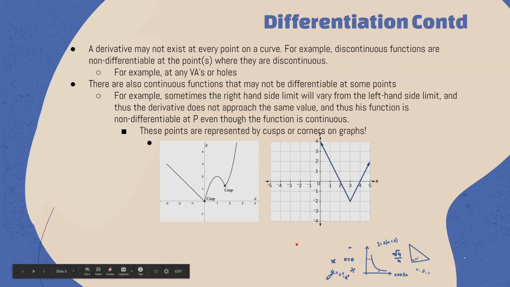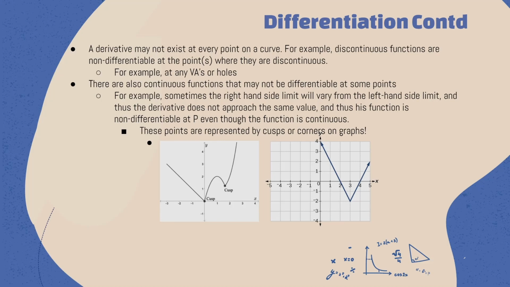Another important concept that you need to understand is that differentiation is not possible for everything. It might make sense to you immediately why it doesn't exist for a discontinuous function. If you try to take the derivative of something that's not there, why are you trying? There's nothing to figure out the slope of.